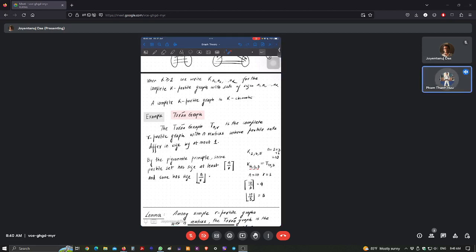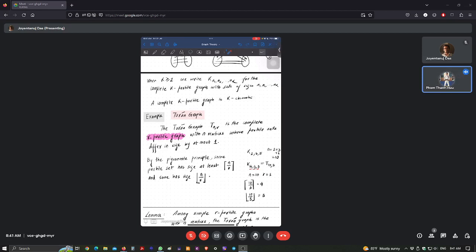So it is a complete r-partite graph where the difference between the sizes of the vertex sets will be at most one. Each partition has a certain number of vertices, and they will differ by at most one. That means the sizes are around n divided by r, plus one, plus two, plus three.